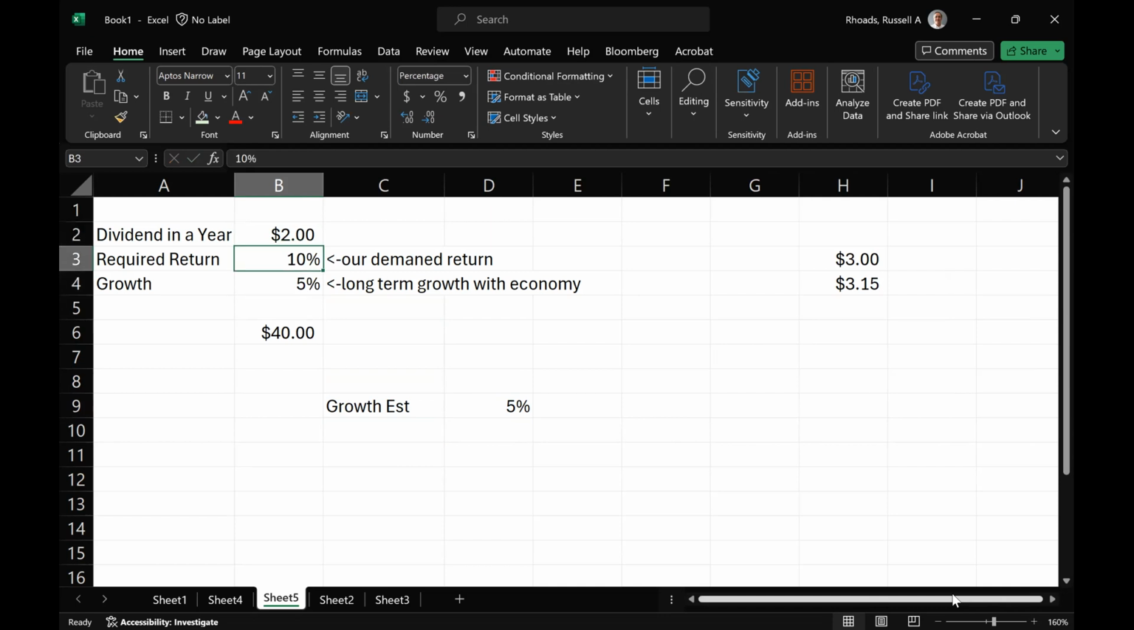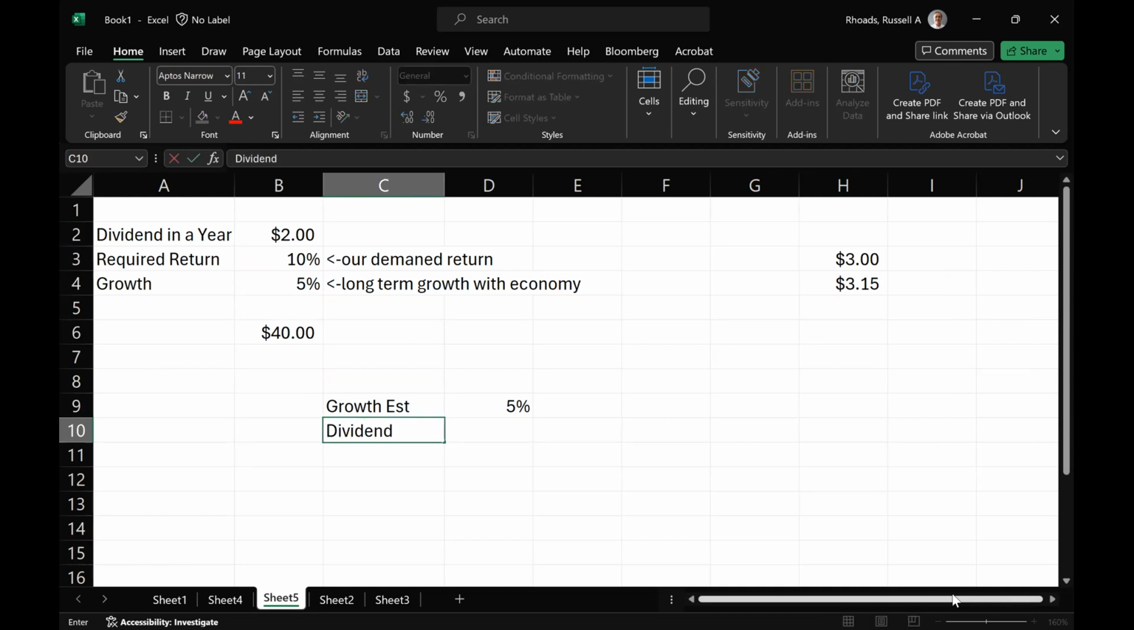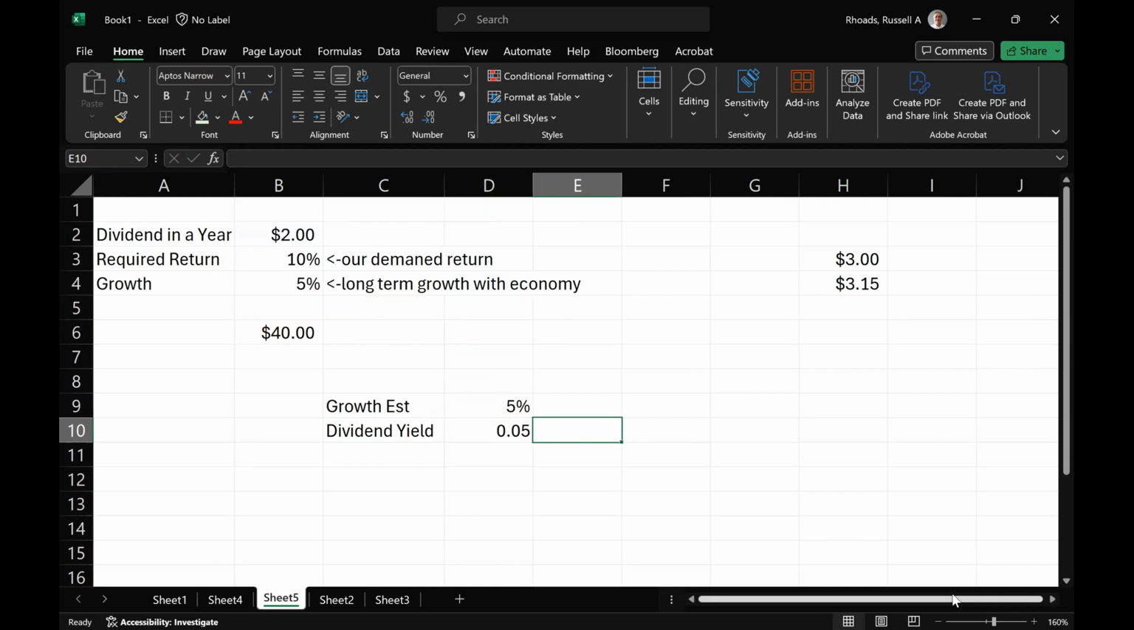If we know that the required return is, if we know that the dividend is $2 versus $40, then the dividend yield is that divided by that, which also gives us 5%, unfortunately. I wish I'd used some different numbers here. So we're expecting the company to grow by 5%, and right now we're receiving a 5% dividend yield.